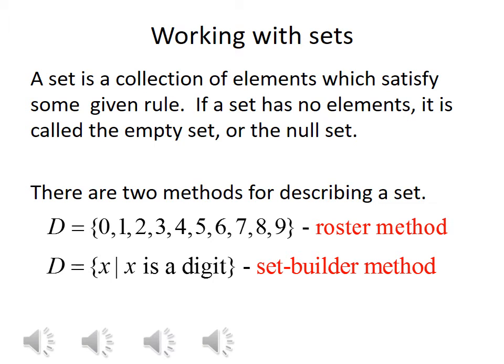The other method for listing a set is called set builder notation, or the set builder method. So for this method, what you're going to do is write the rule for your set. So we have in brackets, the brackets denote that this is a set, the set of numbers x. The vertical line means such that, so x such that x is a digit. Set builder notation is really useful if you have a set of very large numbers where it would take you a long time to list every single element.